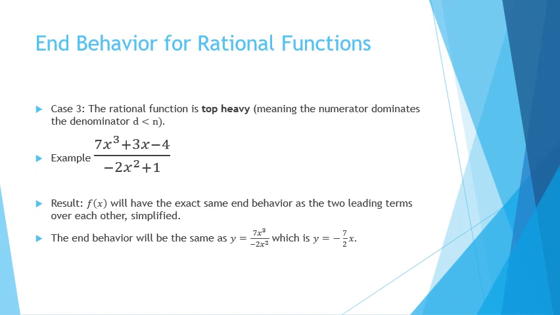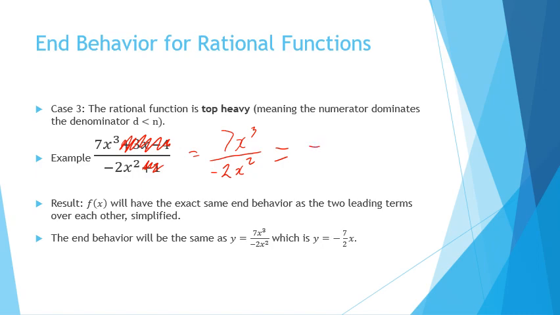All right, now this is probably the hardest one. What happens when it's top-heavy, meaning the degree in the numerator is bigger than the degree in the denominator? In this example, you can almost cancel those out. And now what happens when we have 7x cubed over negative 2x squared? Basically, this is not going to have any horizontal asymptote. It's also not going to have the same end behavior as you go to the left and to the right. What it will have is the same end behavior as this function simplified.